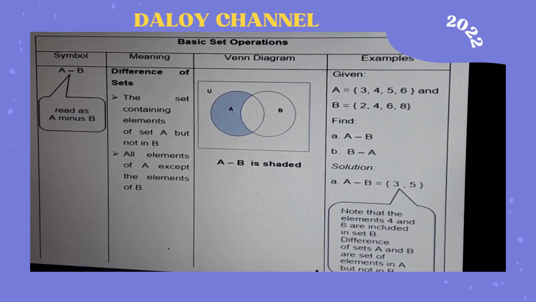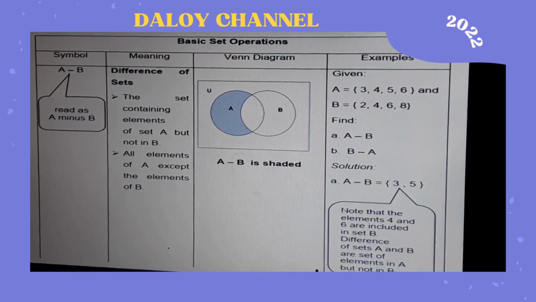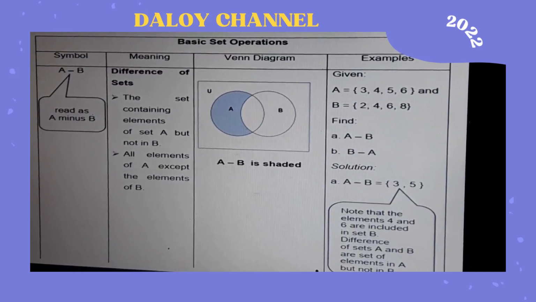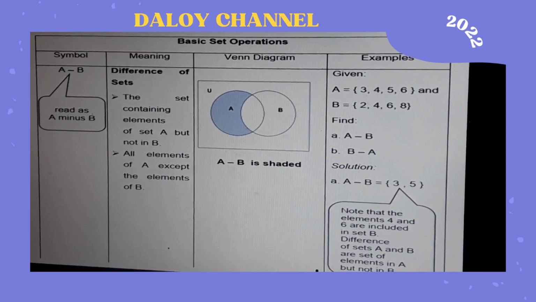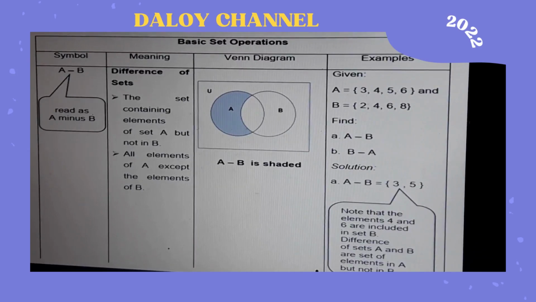So notice that the elements 4 and 6 are shaded in this case because they are common between the two sets. So they are included in the shaded part, and are included in set B. So the difference of sets A and B is not the set of elements of A, but the set of elements in A, not in B.